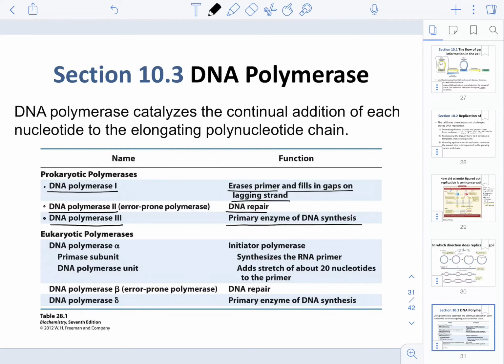When it comes to eukaryotic polymerases, instead of Roman numerals 1, 2, and 3, we have alpha, beta, and delta subunits of those polymerases. As you can see here, we also have their function, but understand that we are not going to look at DNA replication in detail for eukaryotes. We are going to focus our efforts on DNA replication in prokaryotes.